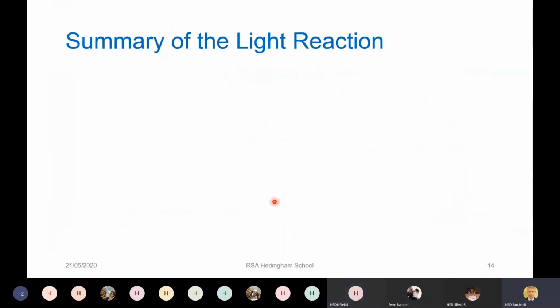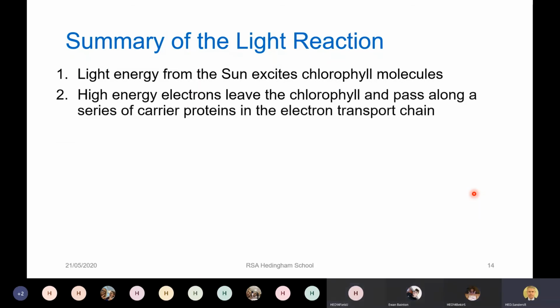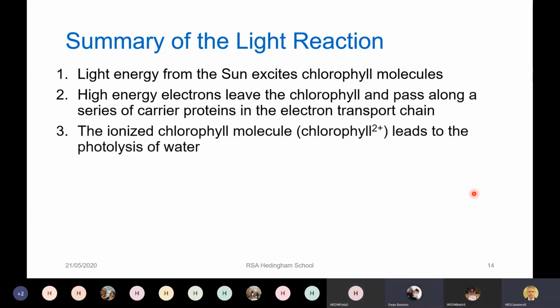Right. So, summary of what we've just done in words. No pictures on this one, but this is just describing in words. Light energy from the sun excites chlorophyll. High energy electrons leave and pass along a series of carrier proteins. The ionized chlorophyll causes the breakup of water.